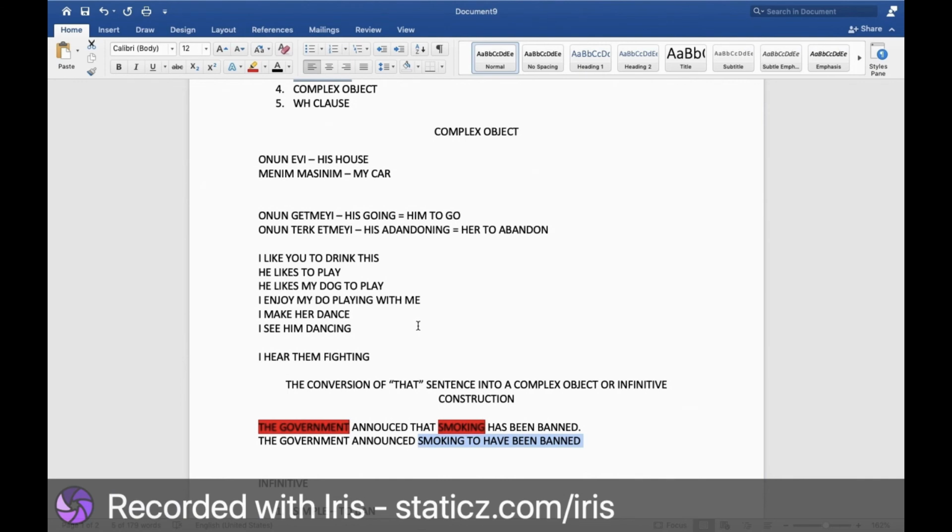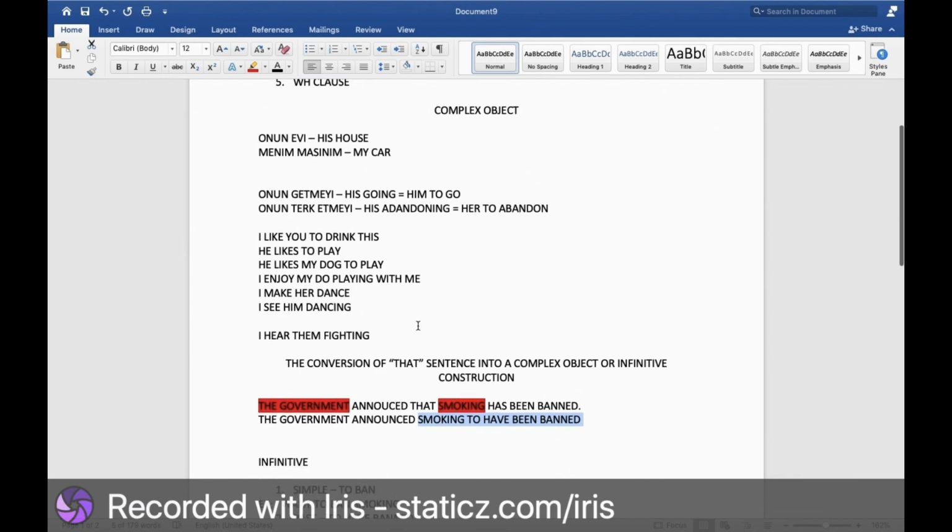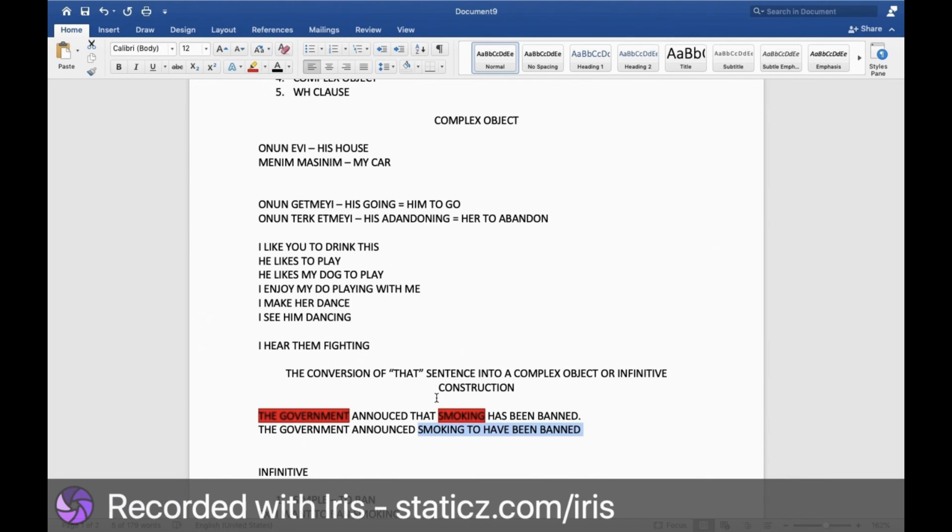I don't request you to use this converted complex object in infinitive construction for now because it may be a little difficult for you, but in the future it'll be very easy for you to convert your sentences. But make sure sentence structure is still the same. You have subject, verb, object, and adverbials. After that, you can use adverbials as well.